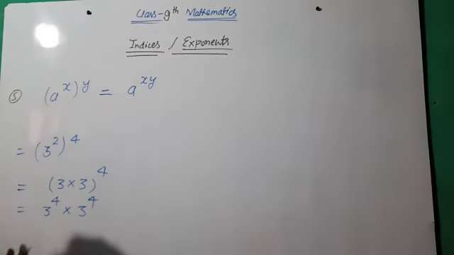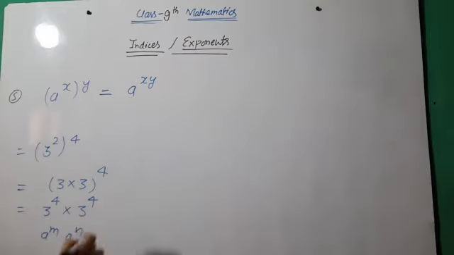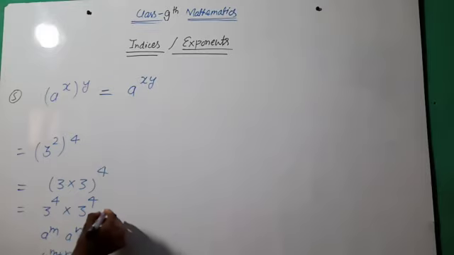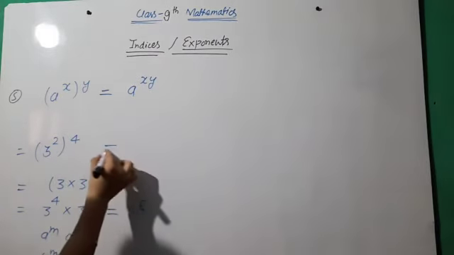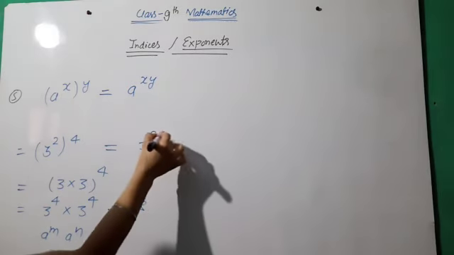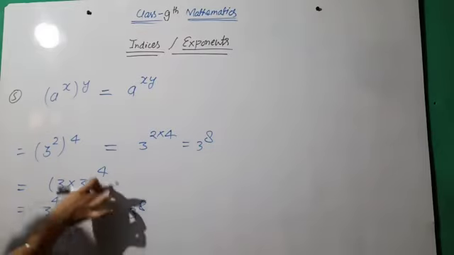Now it acts like a to the power m into a to the power n. Here m and n are both the same, so we can say a to the power m plus n, which means 3 to the power 8. Or simply we can say 3 to the power 2 into 4, which is also 3 to the power 8. This is the simplification of this.